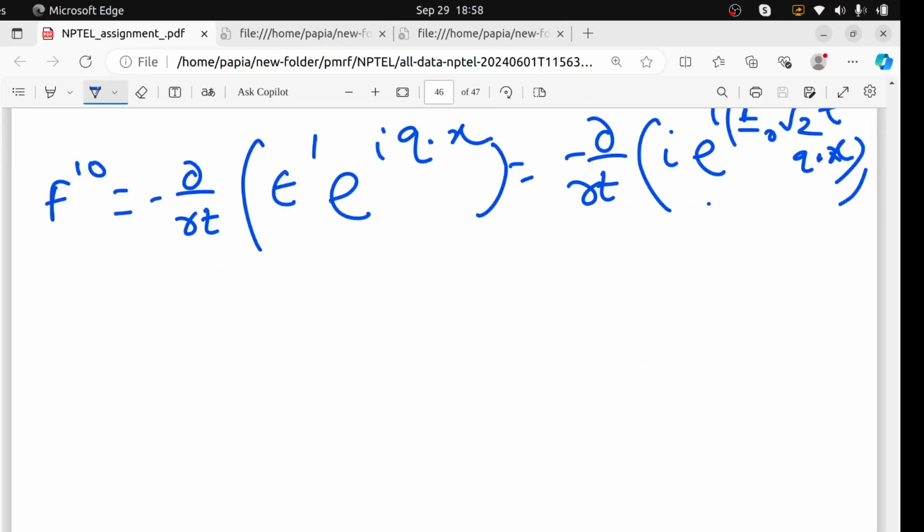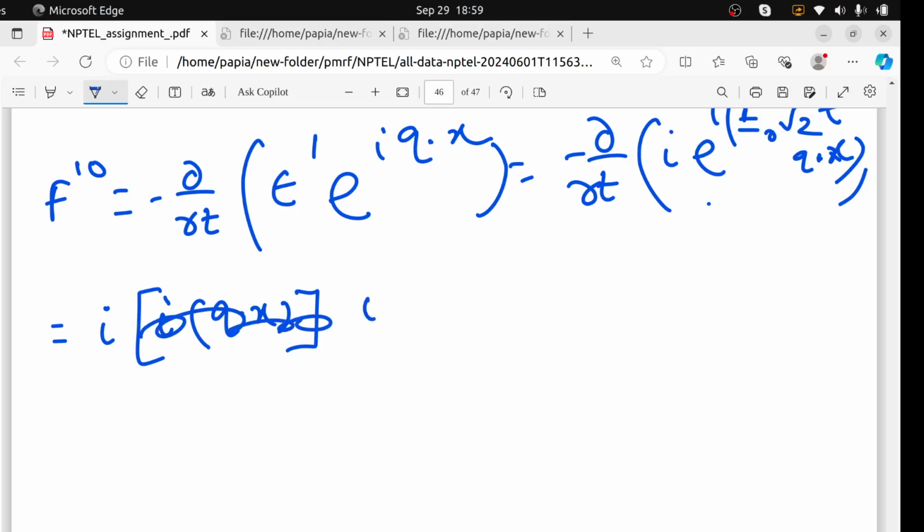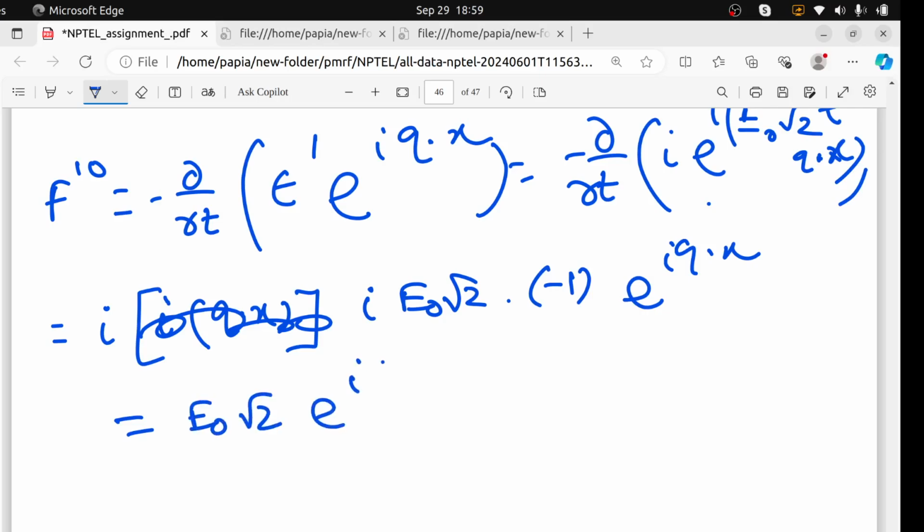So it is I, then there is again I q dot x, because this one is like that. Here is I e0 root 2, then del t, there is a minus 1, then e to the power I q dot x. That's it. So now you can see I square is minus 1. That means e0 root 2 e to the power I q dot x. That's it.